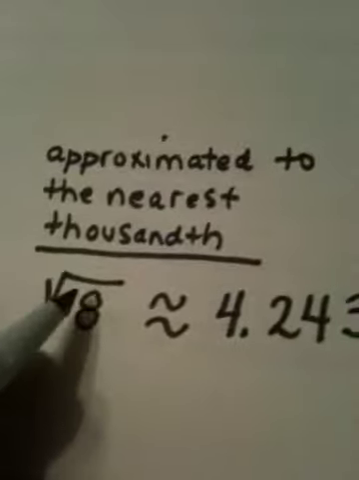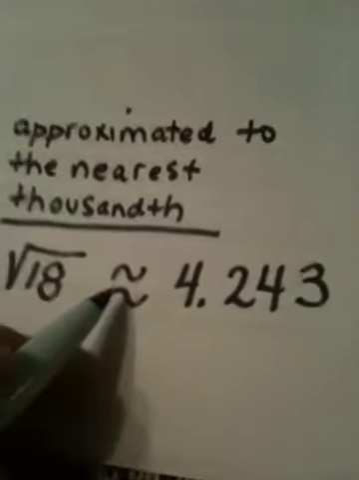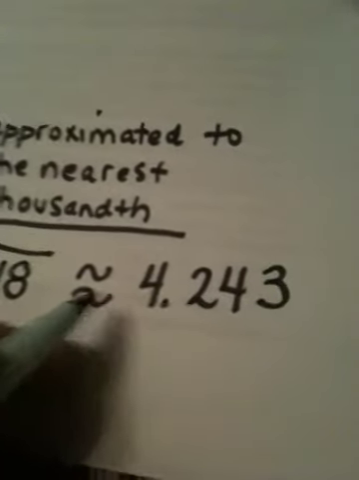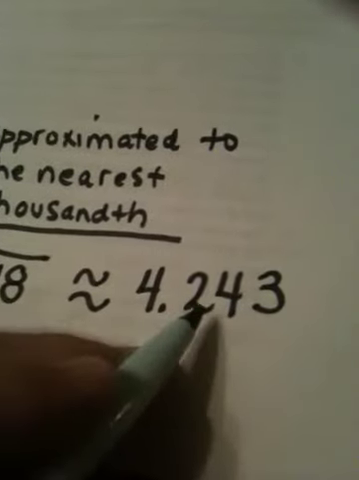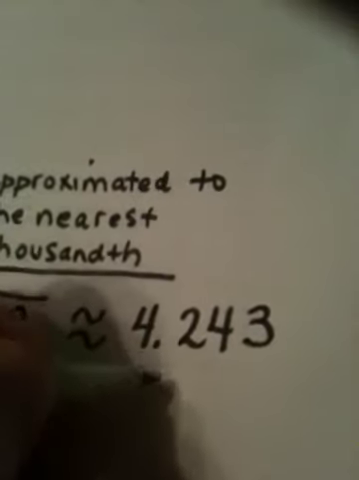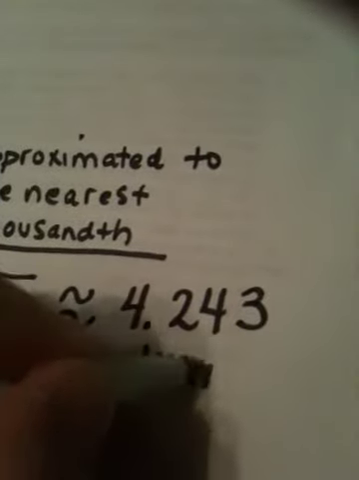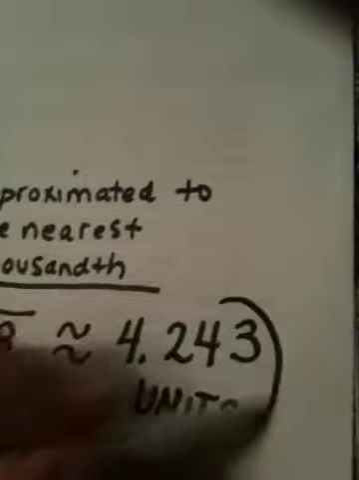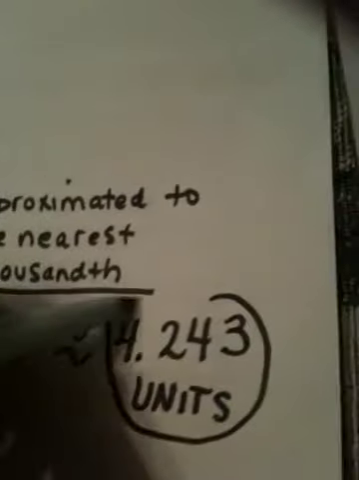So my final answer, and look how I'm writing it, the square root of 18, which is approximately, it's not exact, it's approximately 4.243. And again, I'll say units, since I don't know whether this is miles, feet, inches, centimeters, whatever.